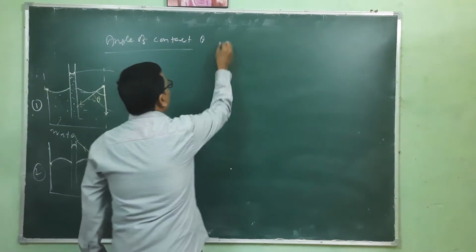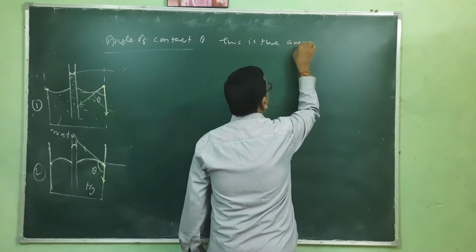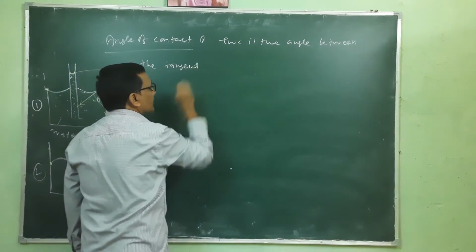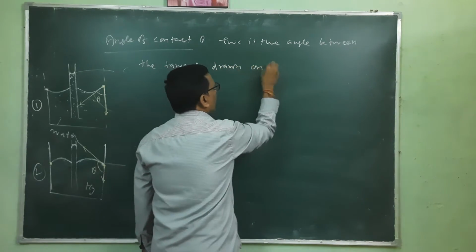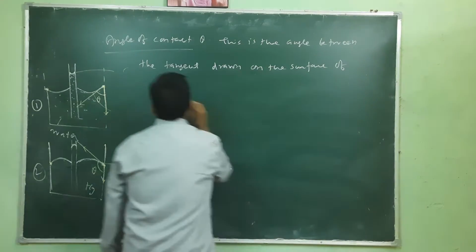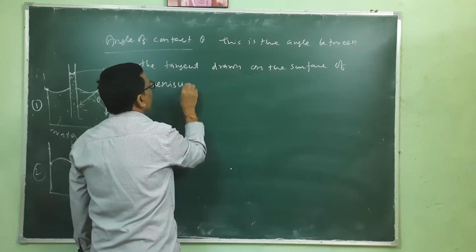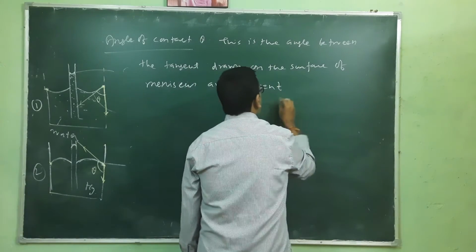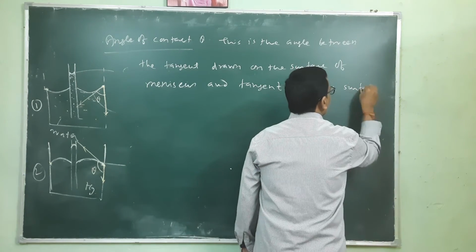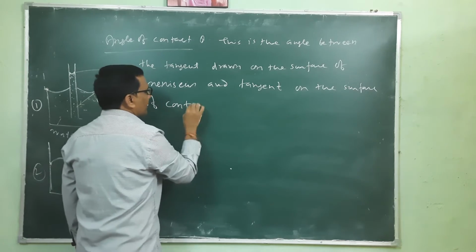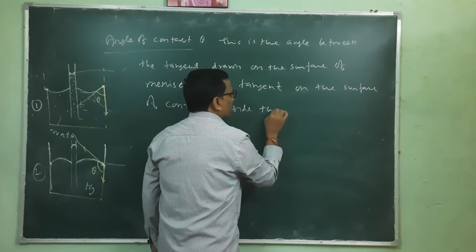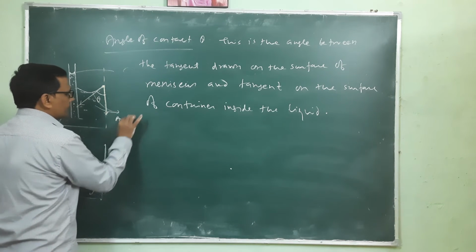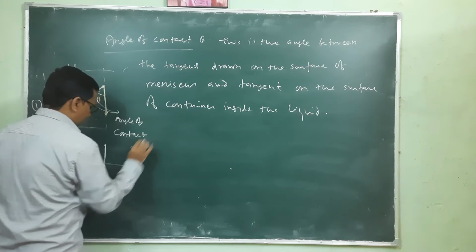So the angle of contact is the angle between the tangent drawn on the surface of the meniscus and the tangent on the surface of the container or tube, inside the liquid. Okay, so this is the angle of contact.